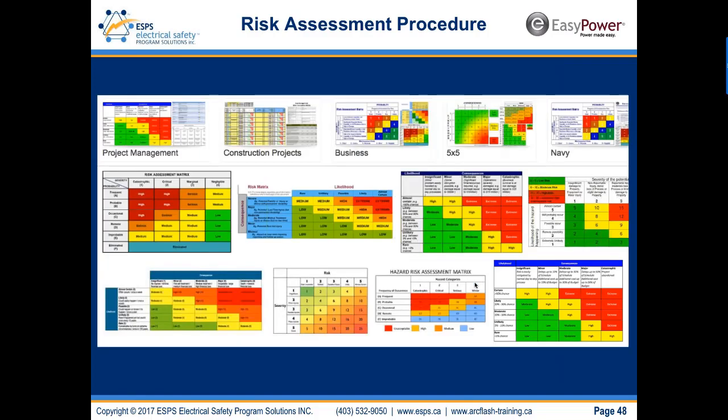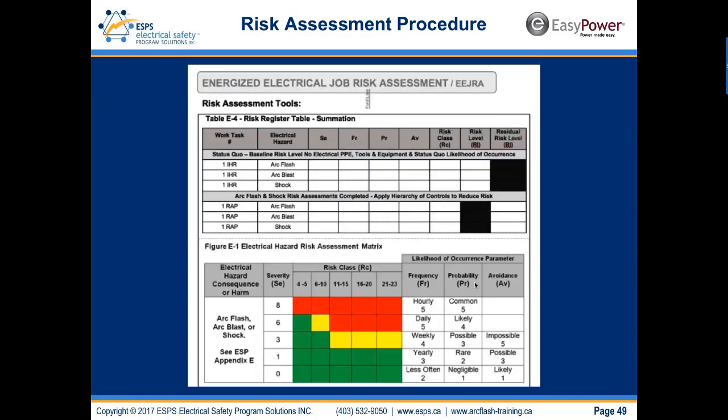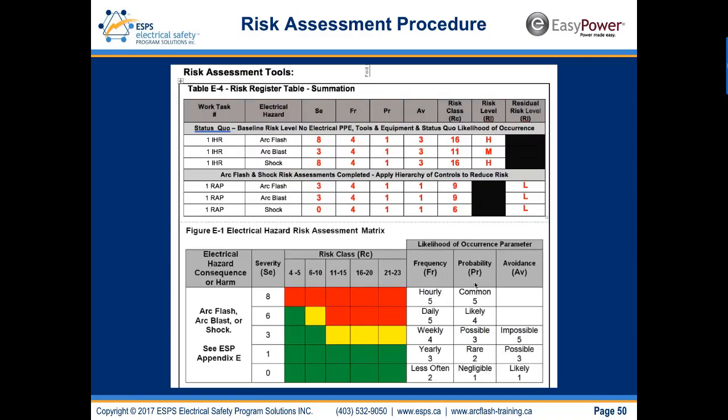So these are examples of risk assessment matrices. I just went to the internet and Googled risk assessment, and you get all this information. So risk assessments can be of different analytical processes. You can see several different risk matrices. This is a simple risk register table and an electrical hazard risk assessment matrix based on Annex F in NFPA 70E or Z462. And again, I've completed one here, and you have to go through an analytical process.